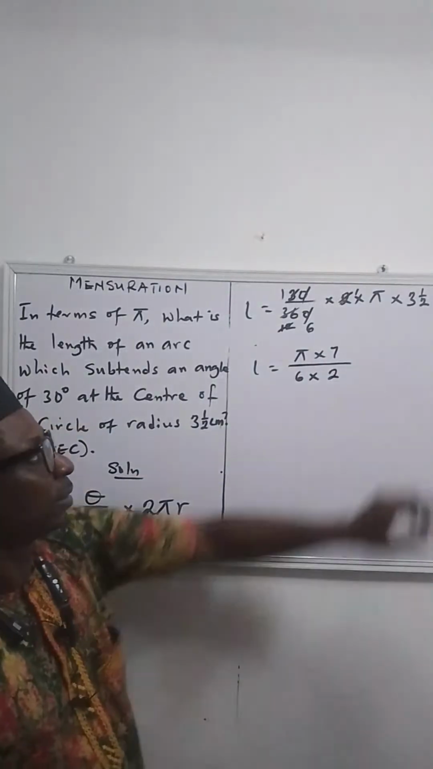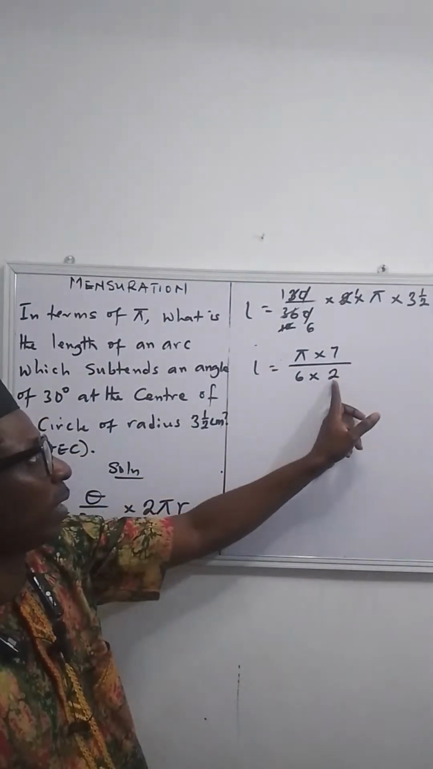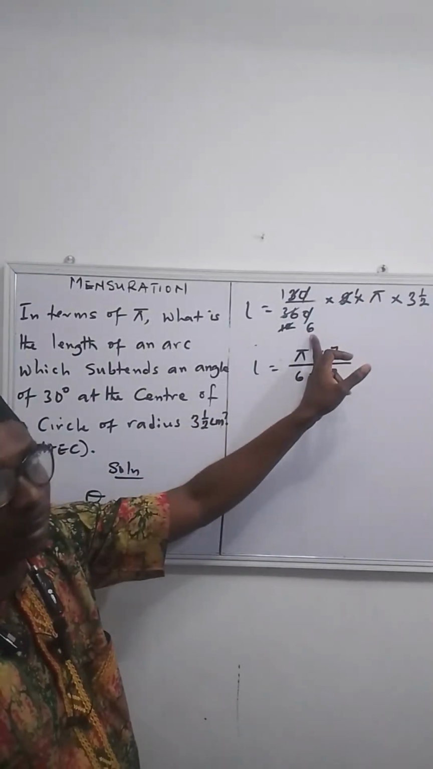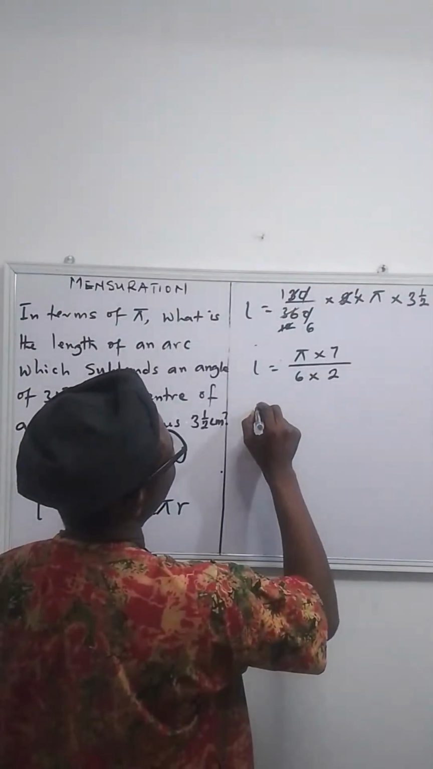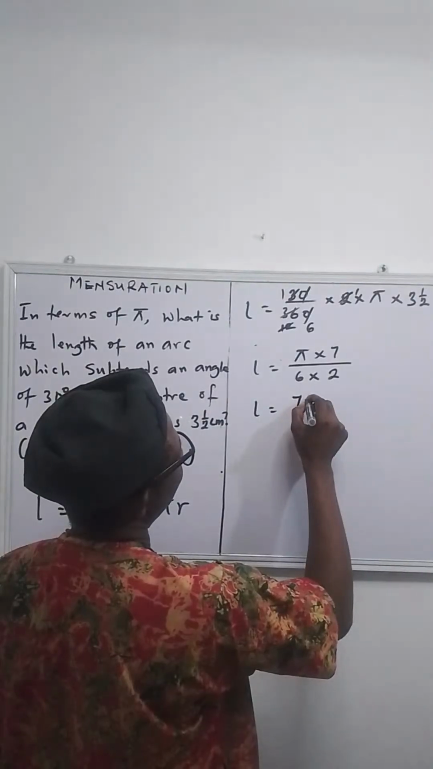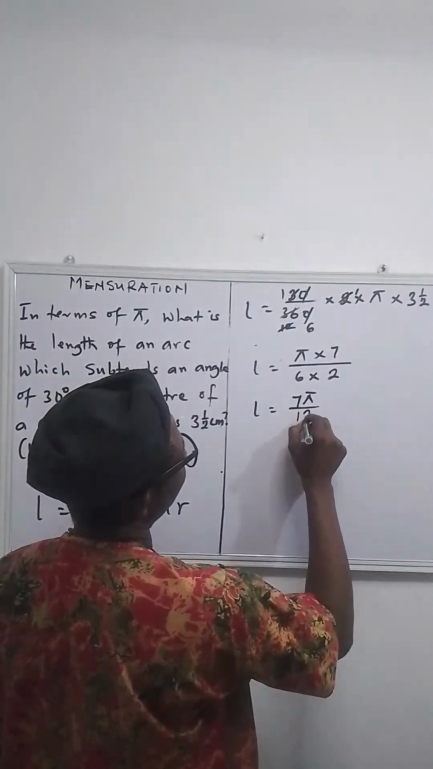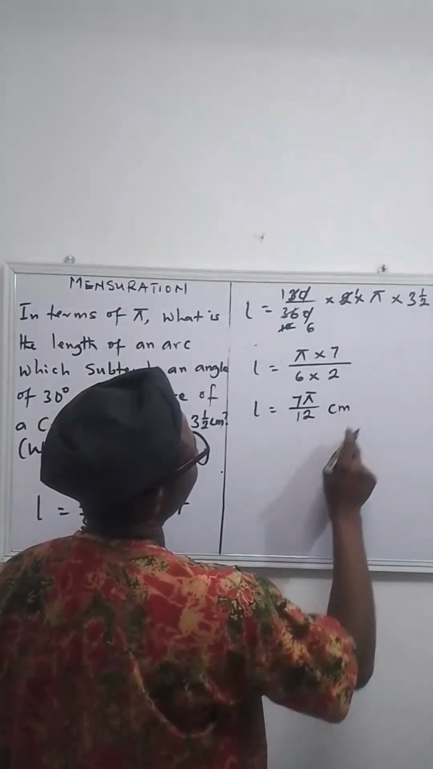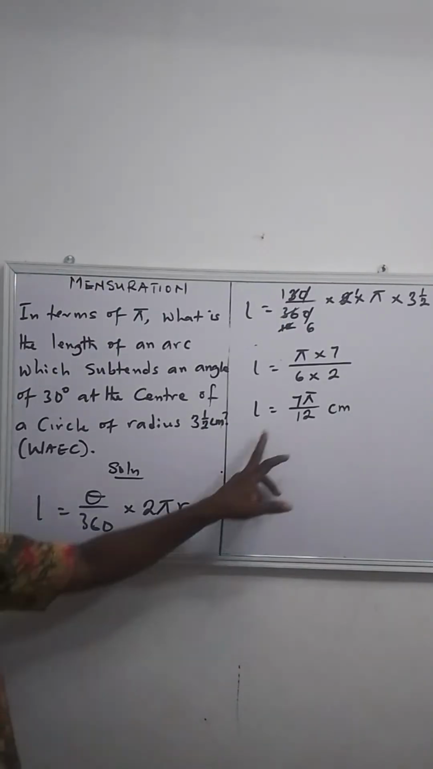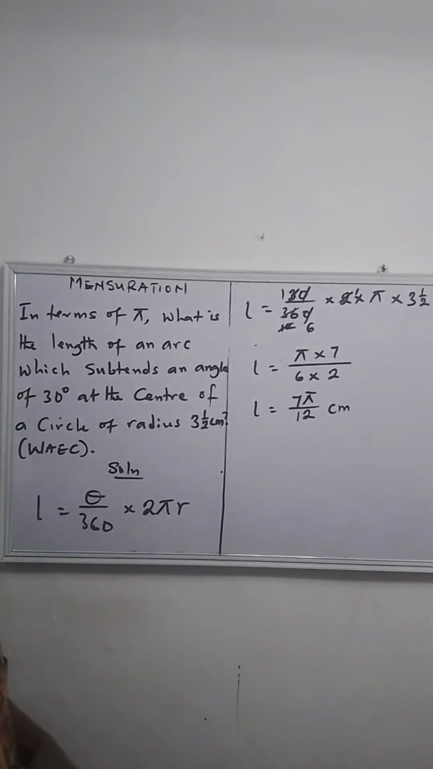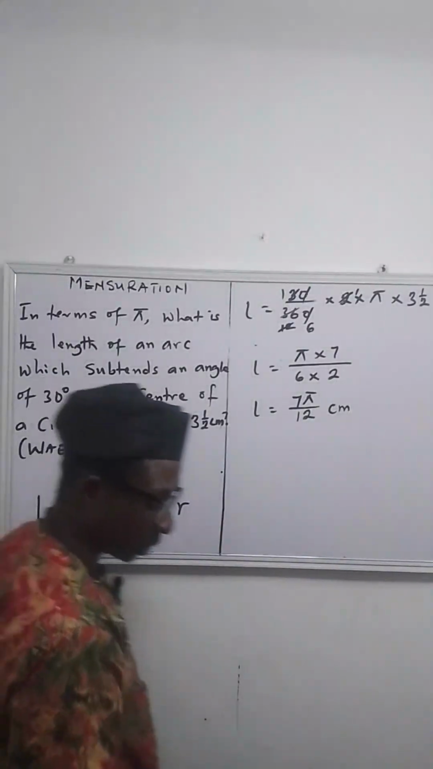I hope you understand that. This is 7 over 2. That's what we have, and here we have pi and the 6. So this now turns to 7 pi over 12 in centimeters. This is going to be the answer. So this is the answer to that problem. I hope you all understand. Any question based on what we have done, any reservation, please kindly drop that in the comment section. Let's see if this is what you are expected to do.